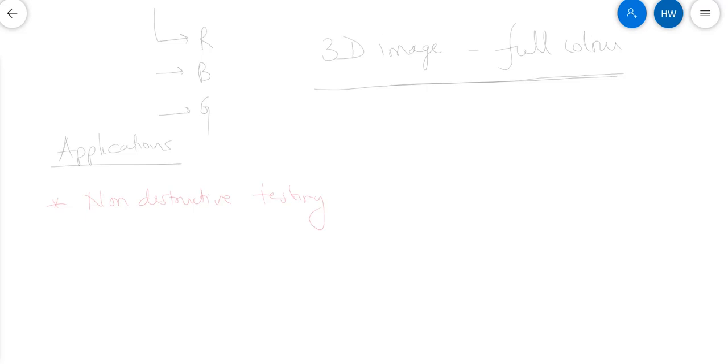You superimpose the virtual image, the expected virtual image, onto the object itself, right? And then the slight changes that are there will be clearly seen as fringes or distortions. Okay, so that is one way of doing non-destructive testing.